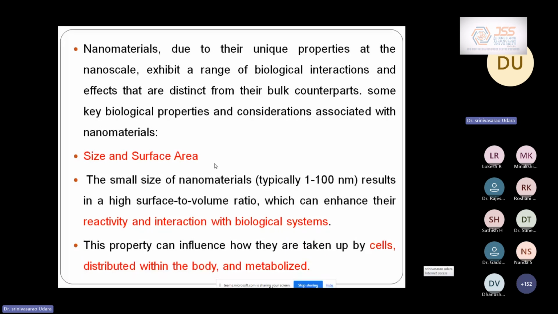So now coming to the biological properties, the first property is size and surface area. This is very, very important. For example, if you select one material, you have to see what the size and the surface area are. Of course, you know, a nanomaterial is in the nanoscale range, like 1 to 100 nanometers.